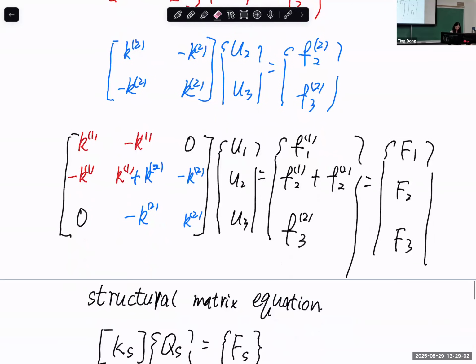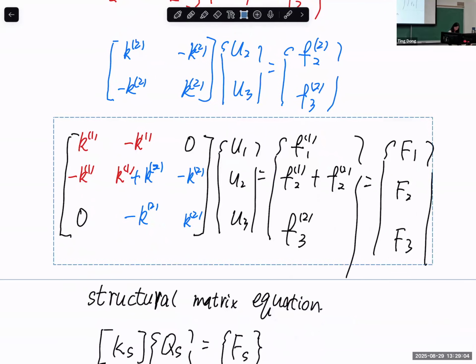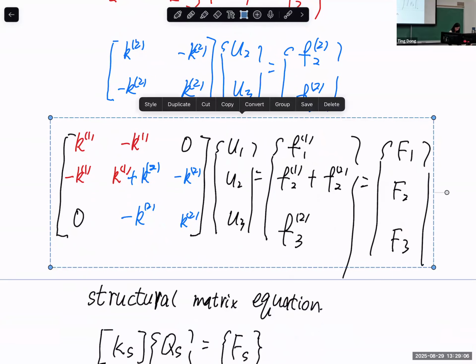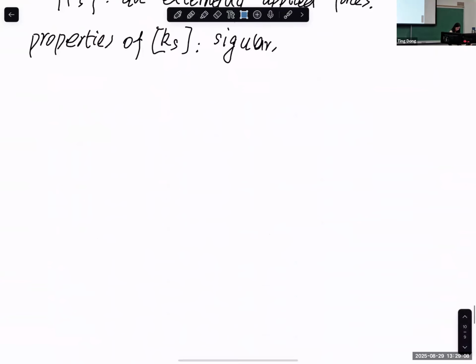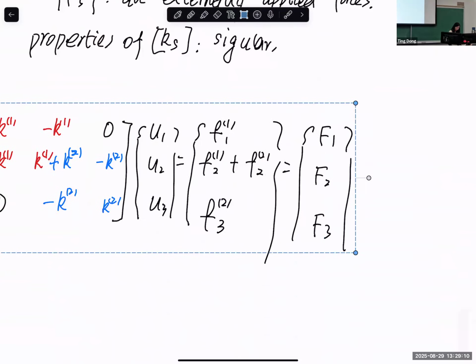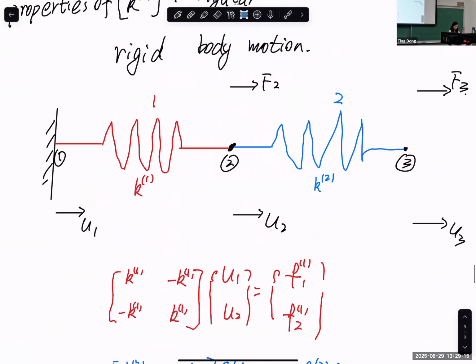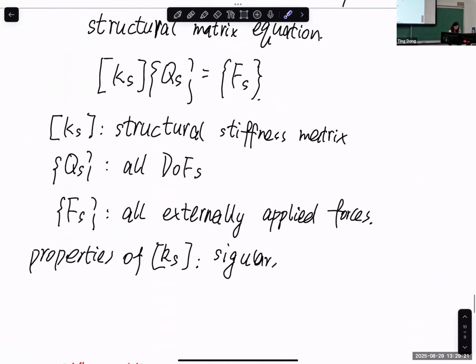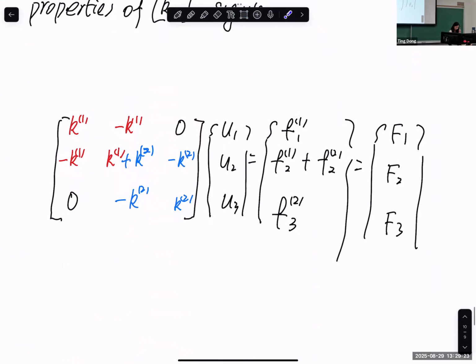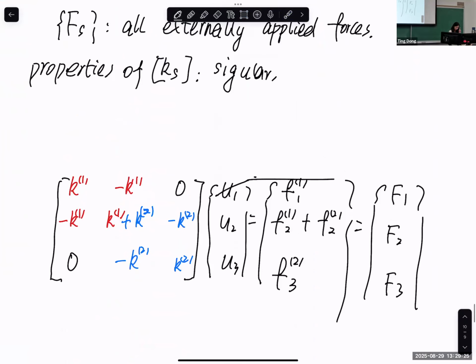Let's move this to save some time. Don't want to write this part again. So since the first node is clamped, it's fixed to the wall. And of course, we know U1 should always be 0. Now let's put this one at 0.